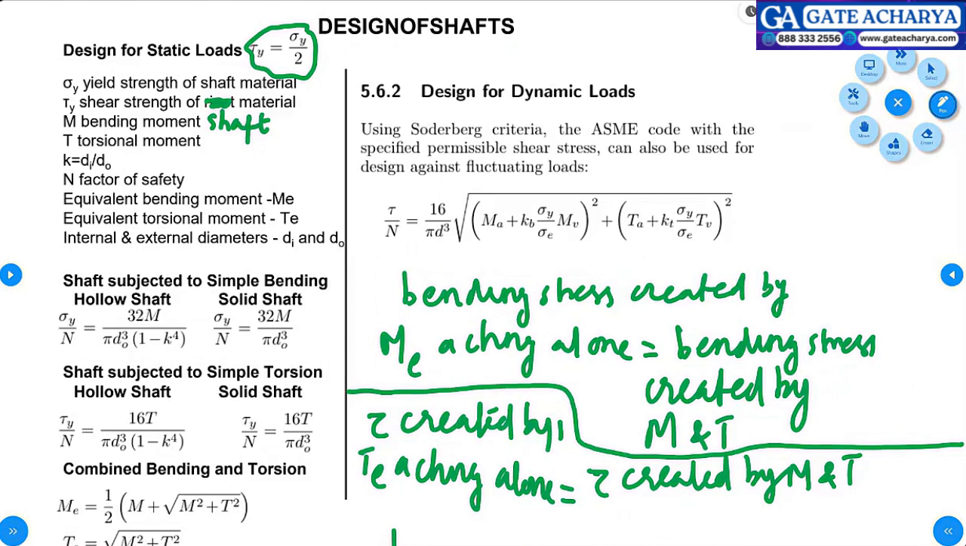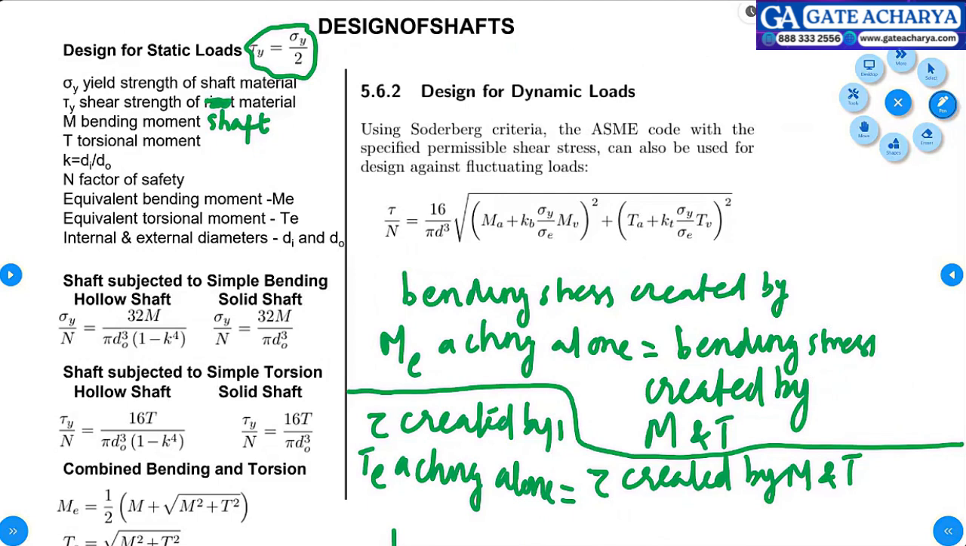Right. So shaft is subjected to simple bending. For hollow shaft, this is the formula. For solid shaft, this is the formula. Shaft is subjected to simple torsion. Hollow shaft, solid shaft, this is the formula. Where K is the ratio of di by d naught. For combined bending and torsion, Me should be taken as half of M plus root over M square plus T square. This comes from Mohr circle. Then Te is equal to root over M square plus T square.